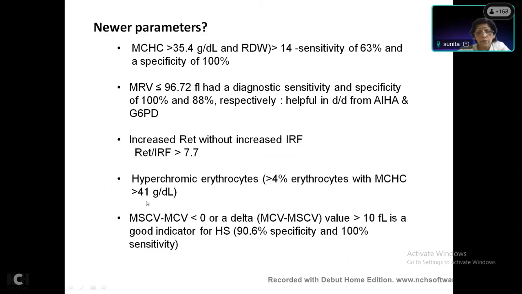In this test, the cells are passed in a hypotonic solution, so they become spherical. When the cells become spherical, they become larger in size in a normal person. So MSCV minus MCV will be more than 0, but in spherocytes this does not happen. If the difference is less than 0, it is highly suggestive of spherocytes in the blood. So these are the newer parameters which can be picked up.